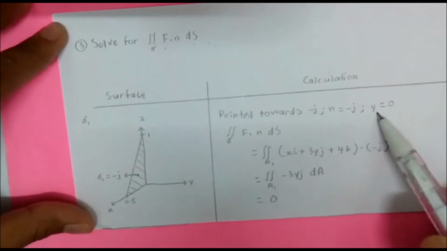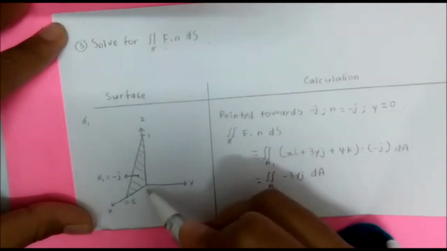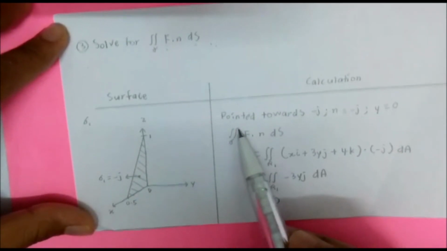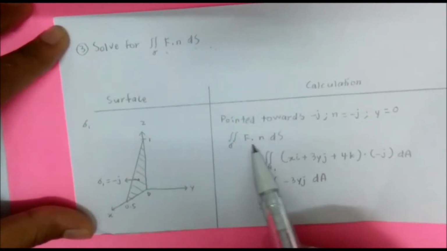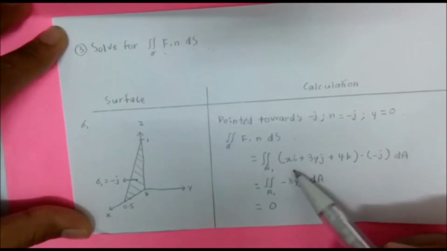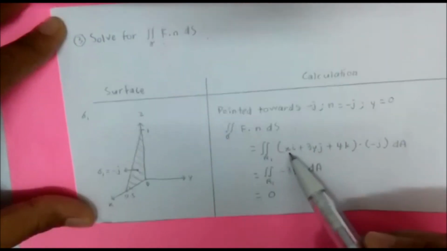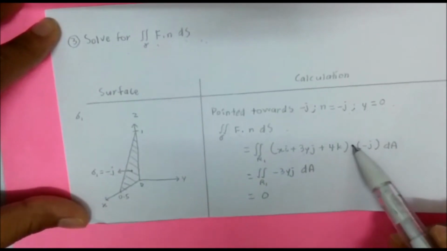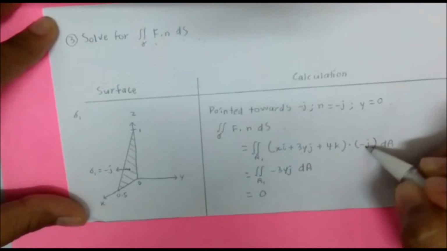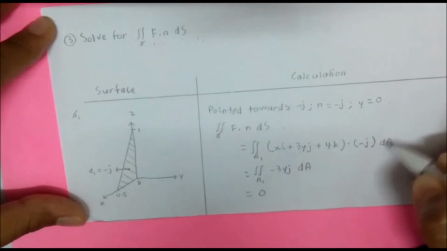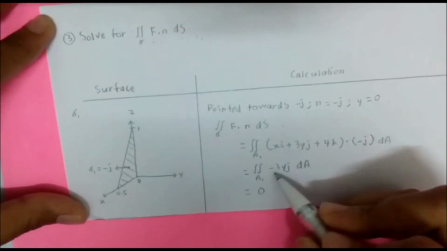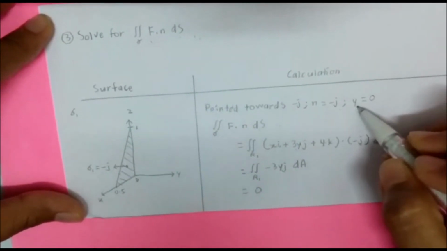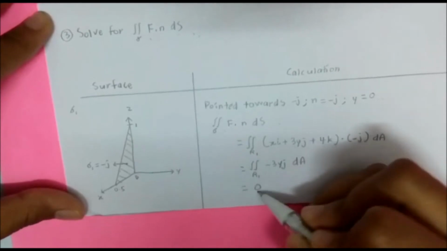So n will be negative j and y will be 0 since there is no value of y. So we will double integrate F dot dS. We know that F equals x i plus 3y j plus 4k, dot product with negative j dA. So we will get negative 3y dA, and since we know that y equals 0, the answer is 0.